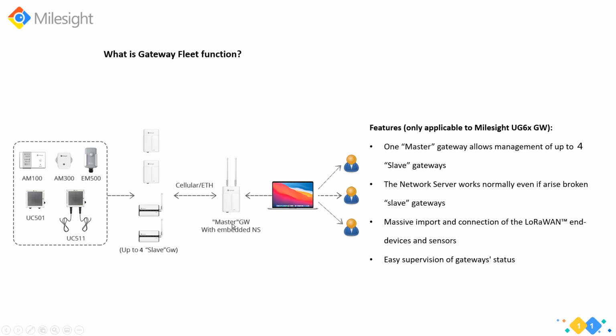So it means in the controller gateway, the master gateway, the embedded network server will support up to 4 units of Milesight gateways. So you can just configure the network server in this controller gateway directly, and disable the embedded network server settings in these agent gateways, the slave gateways.